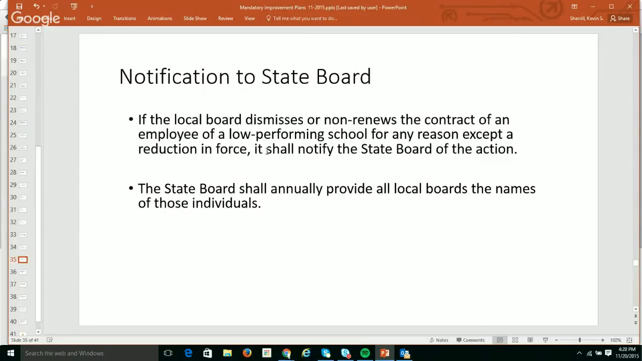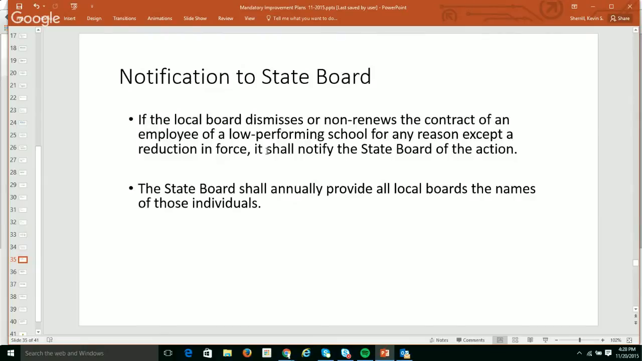There's some really interesting bits and pieces to the statute about what happens when somebody's been dismissed or non-renewed from a low-performing school, and I want to share this with y'all just so that you're aware of it. It's somewhat tied to the mandatory improvement plans, but it's really about the fallout of them. It says that if the local board dismisses or non-renews the contract of an employee of a low-performing school for any reason, except a reduction in force.